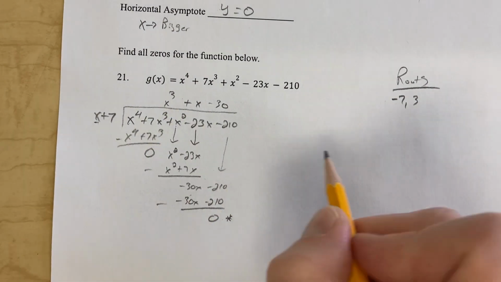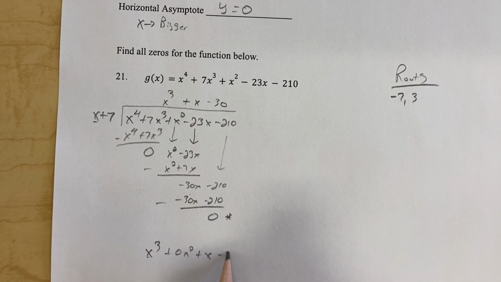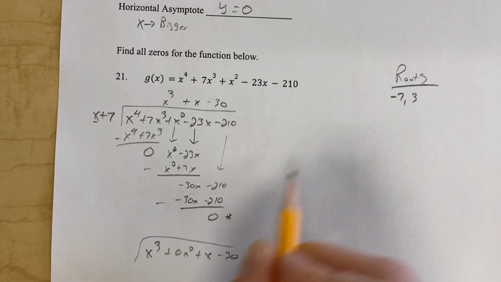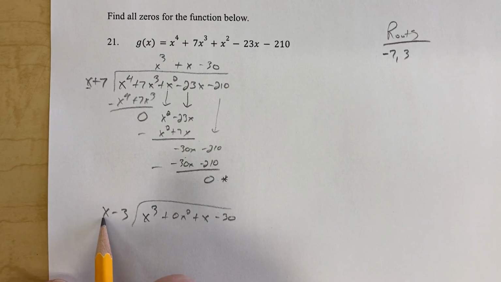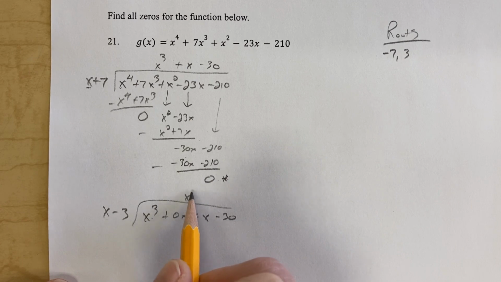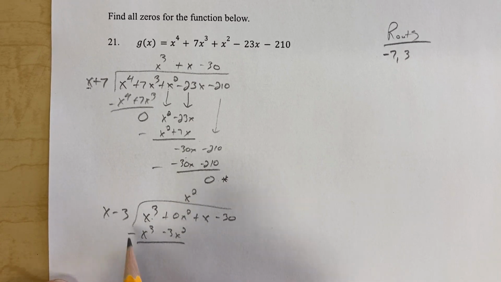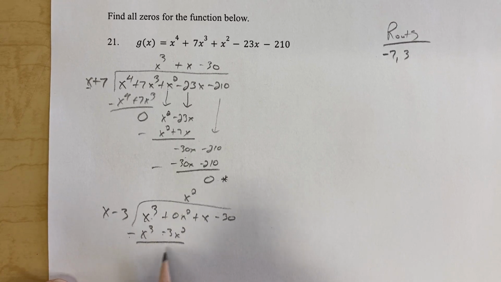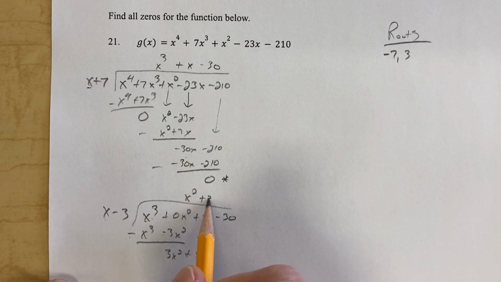All right, now we've got to take this x to the third plus 0x squared plus x minus 30, and we're going to divide that by the other root, which is x minus 3. So what do I have to multiply this by to make it equal that? x squared. That gives me x to the third minus 3x squared. When I subtract, 0 minus negative is a positive 3x squared. Bring the x down. Multiply that to here, gives this 3x.